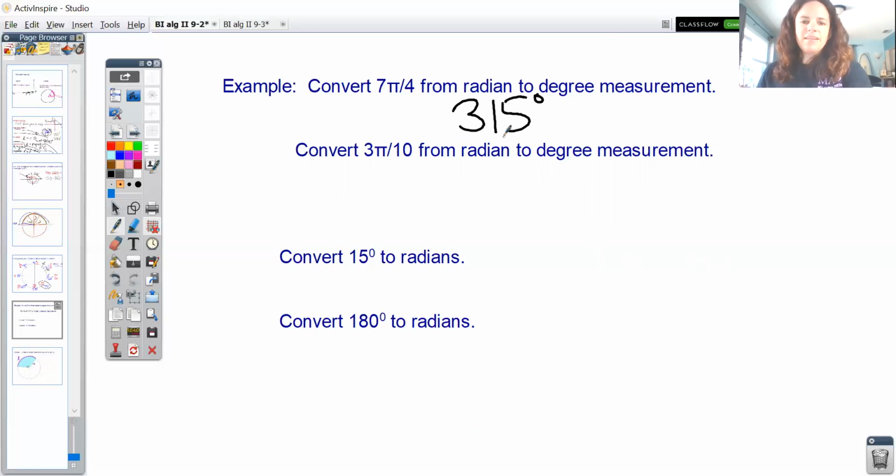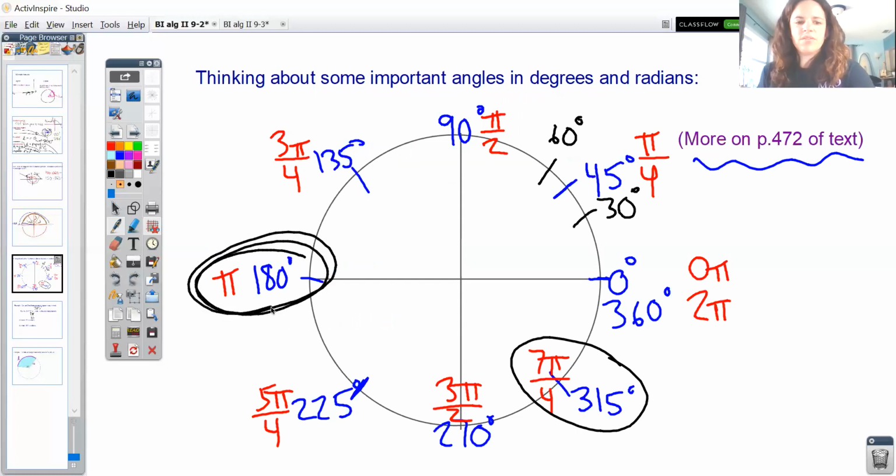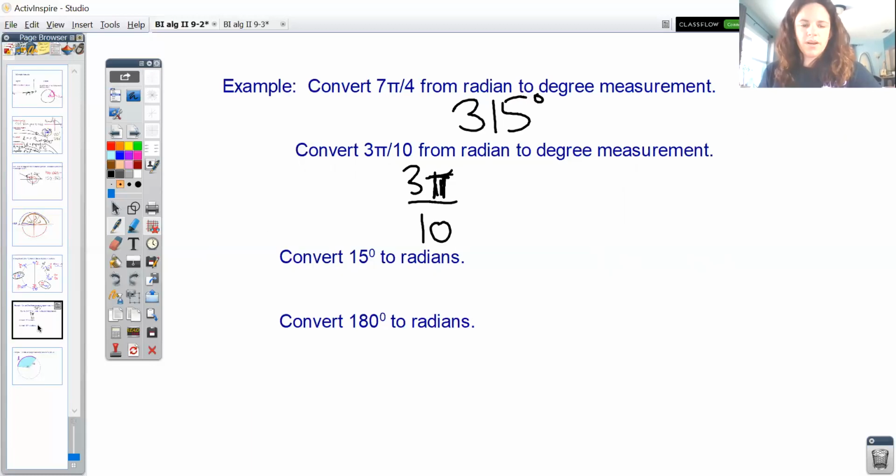However, if it's 3 pi tenths or something like that, that's not one of the special measures that's on the unit circle or on that circle that we drew. And so I would need to work out a conversion factor. Just like when we were doing dimensional analysis and saying that 5,280 feet is equivalent to 1 mile, or 60 seconds is equivalent to 1 minute. And so if we go back to this picture, the easiest equivalence that I can use is that pi radians equals 180 degrees.